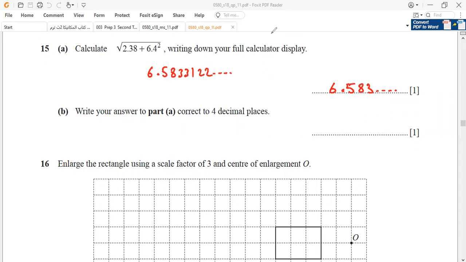4 decimal places, write 6 point and check here. We will take 5, then 8, then 3, and the last digit 3. Before writing it, look at the digit at the right. It is 1. With 1, you cannot increase the 3, so we write 3 here. No change. 6.5833.